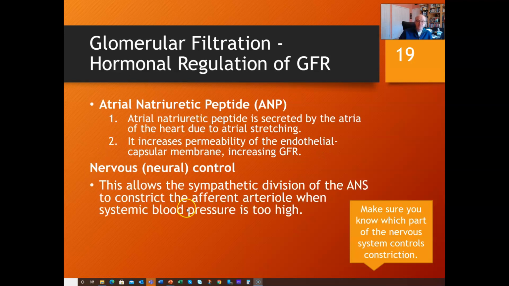And finally, you've got the sympathetic division of the ANS, which can constrict the afferent arteriole when the blood pressure is too high for the kidneys. Okay, stops fluid going in there. All right, and the result is temporarily reduced GFR.